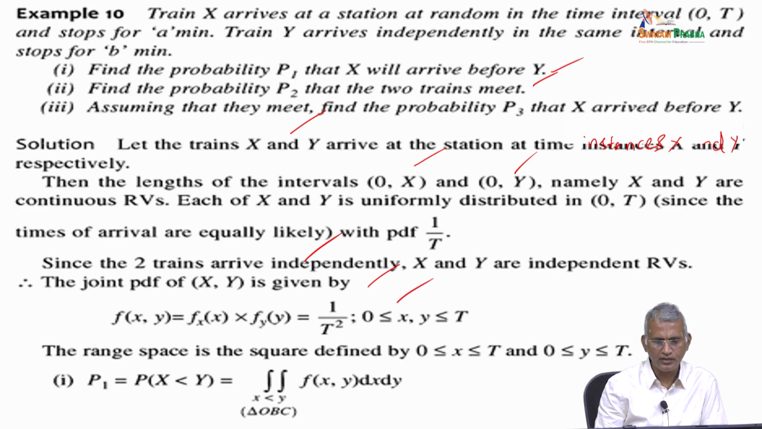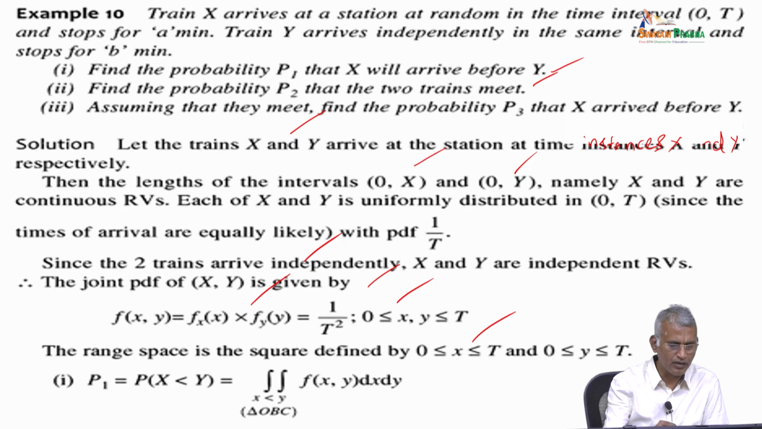where 0 less than or equal to x comma y less than or equal to t, because both the PDFs are 1 by t, therefore 1 by t into 1 by t is 1 by t square. Therefore, the range space is the square defined by 0 less than or equal to x less than or equal to t and 0 less than or equal to y less than or equal to t.